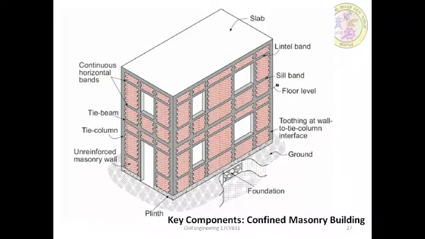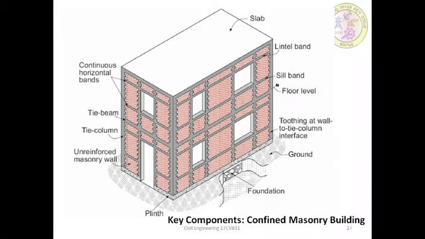Next, here are the components of confined reinforcement. You can see from the plinth a horizontal band, and then the vertical element is like a toothed connection at the wall, tied to the column interfaces. Here the masonry wall is of the unreinforced type, and the columns and beams are properly tied together, with regular continuous horizontal bands.